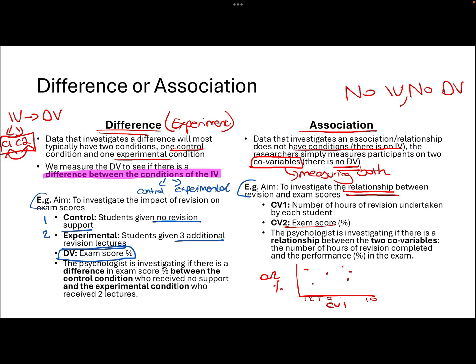Okay. So a difference is what we see in an experiment, because we're looking for a difference between the conditions of the IV, control and experimental typically. And for an association, there is no IV or DV. We are looking to see if there's a relationship between those two covariables.